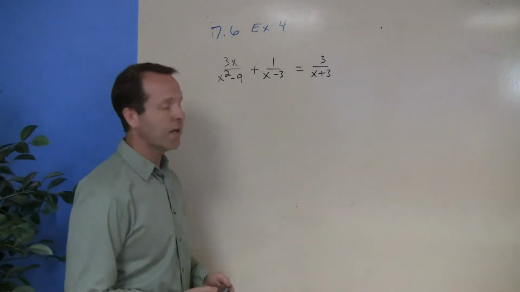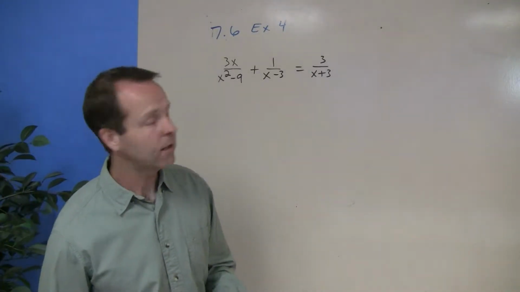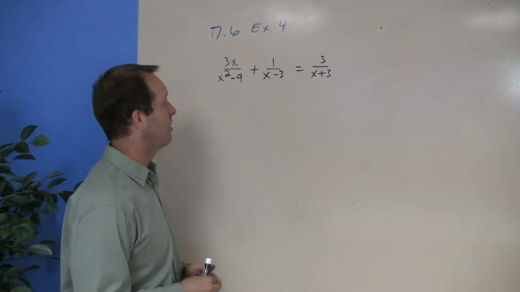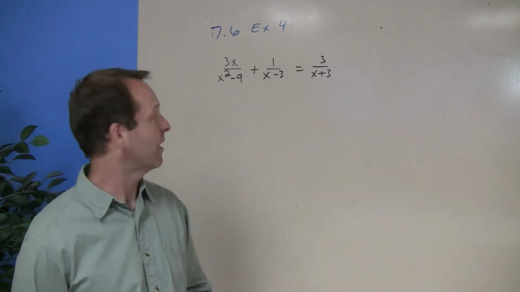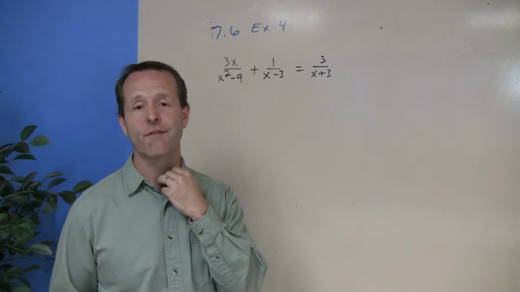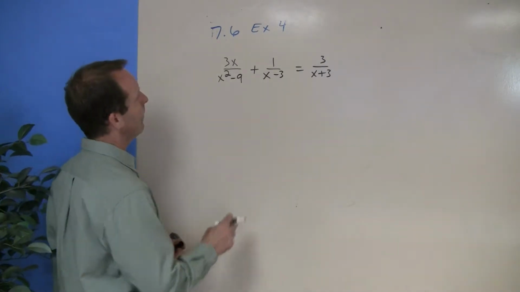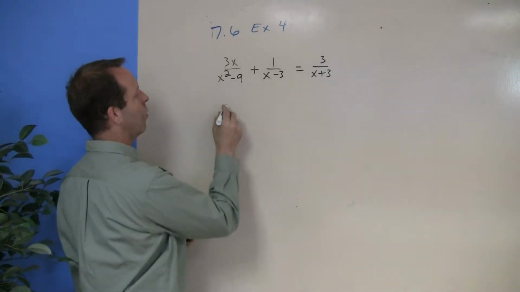To solve this rational equation, I need to find a common denominator. Well, actually, I don't need to find a common denominator. I just want to clear the equation up a little bit by eliminating the fractions. I'm going to rewrite it just so we're aware of what we're seeing.